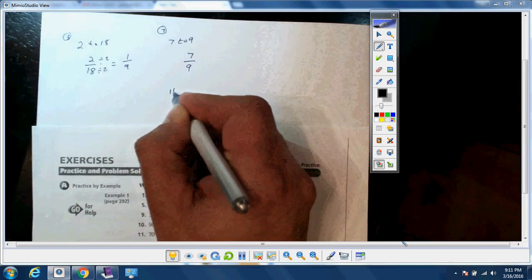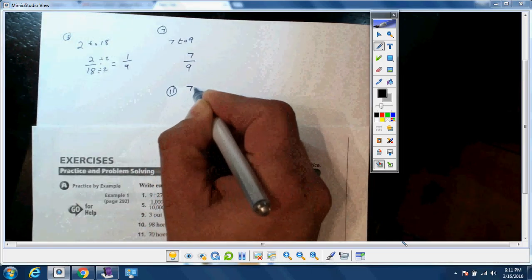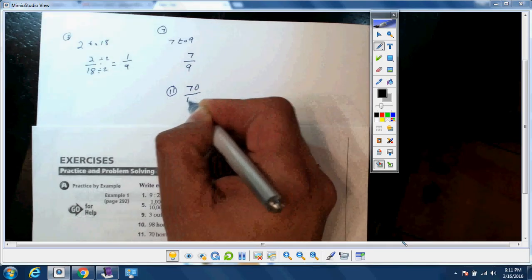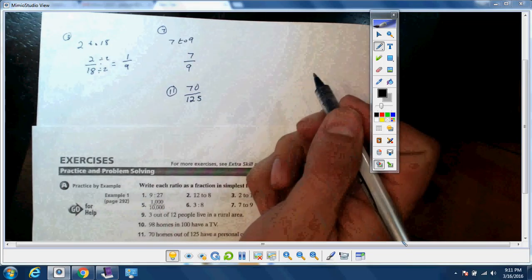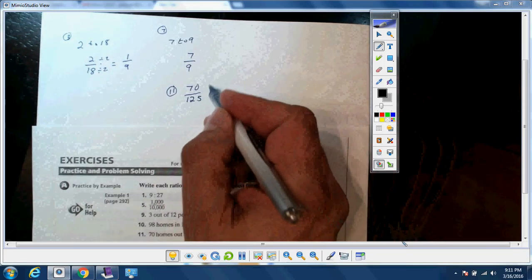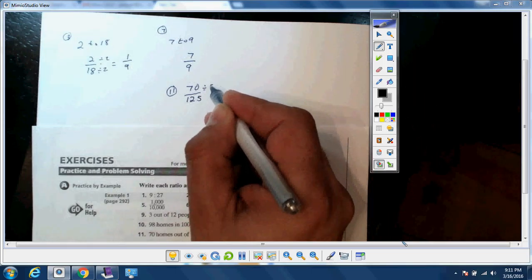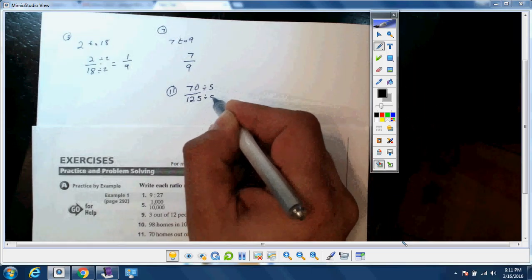I'm going to also show you one more. We'll quickly do number 11, which is down here. It says 70 homes out of 125 have a personal computer. So I take my 70, which is my first number, and that's homes out of 125 have personal computers. I can divide the top and the bottom by 5. So I can divide this by 5, and I can divide this by 5.